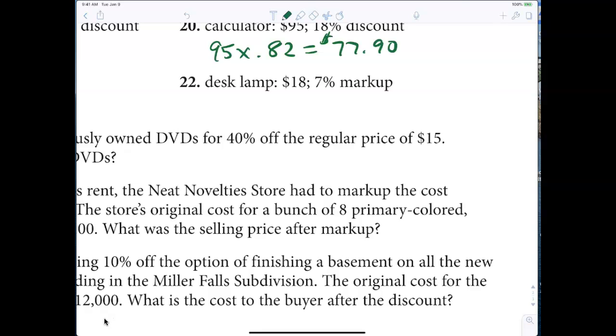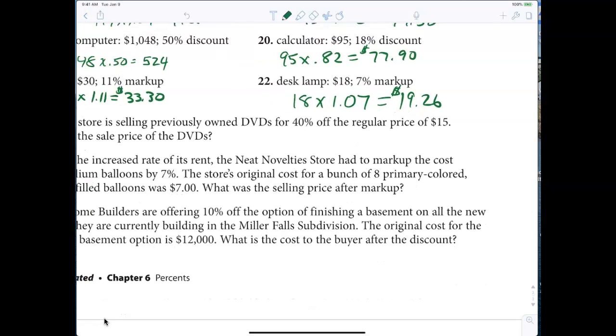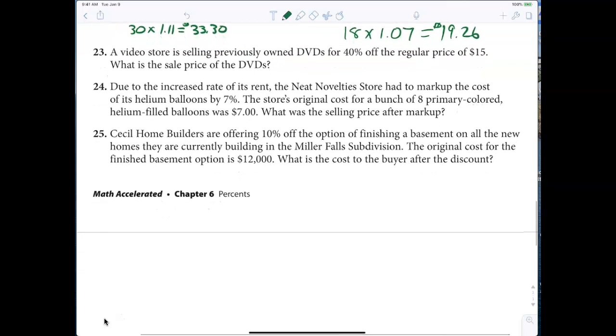All right, tell me what to do for 22. So it's 18 times 1.07. Which is 19.26, which would be $19.27. You're brilliant. That's amazing. All right, here we go.